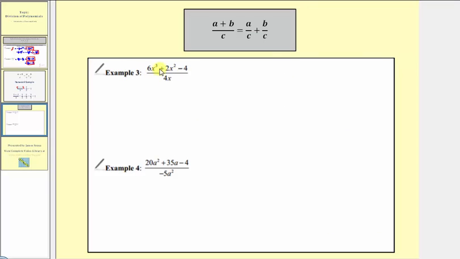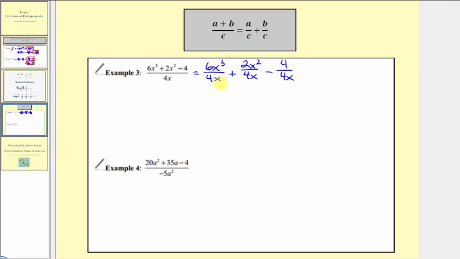Example 3, we have a trinomial divided by a monomial. So in this case, we'll have three fractions to simplify. First, we'll have 6x cubed divided by 4x. Then we'll have plus 2x squared divided by 4x. And then finally, we have minus 4 divided by 4x.